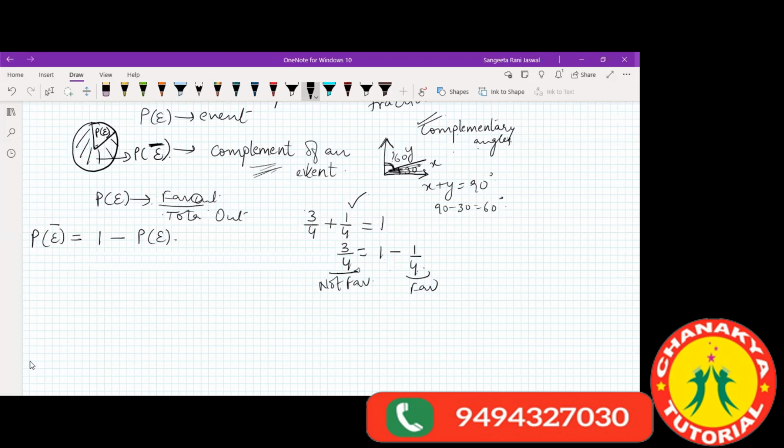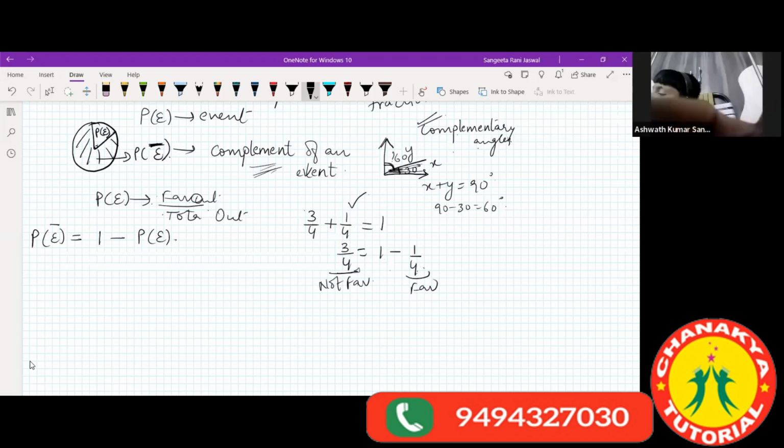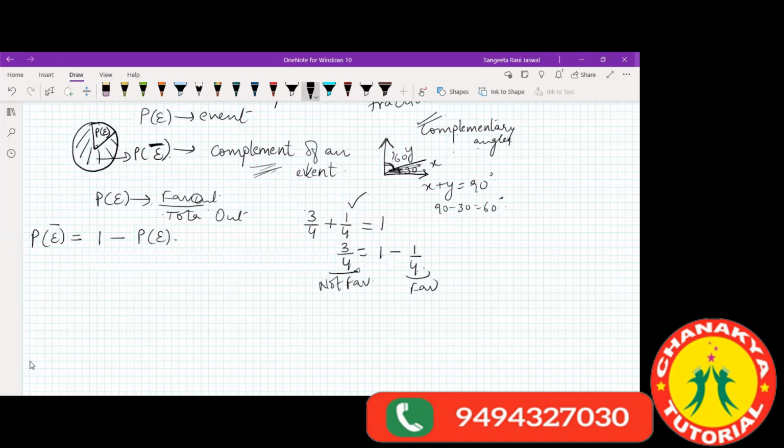Did you understand this? If the possible event is 1, then it is like a whole. 1 means a complete event, a sure event, confirmed. Out of the sure event, if you subtract the probability of your favorable event, you will get the probability of not an event.